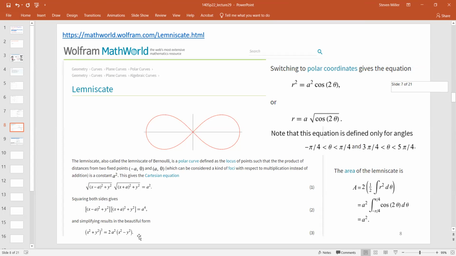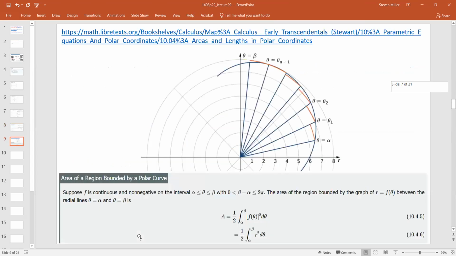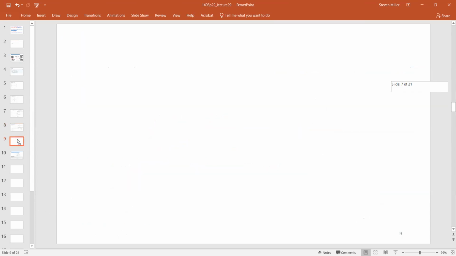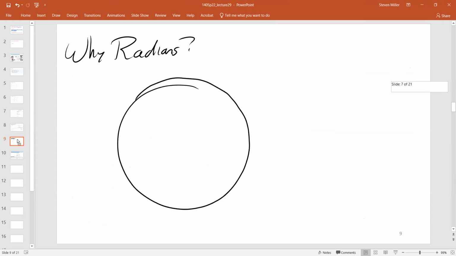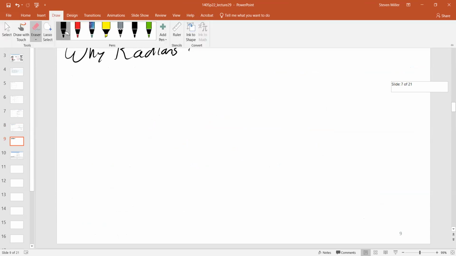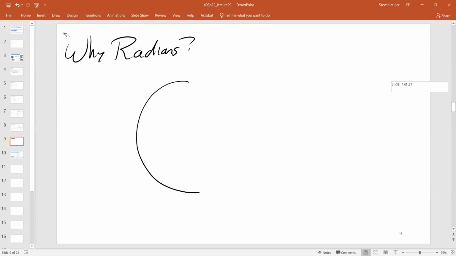So if you have a circle of radius r. Is that the length of the curve? Yes. Why radians? So if I give you a circle, we'll call this a circle to be generous. So here's a circle. Here's my radius r. Here's an angle theta. What is the length of this arc?